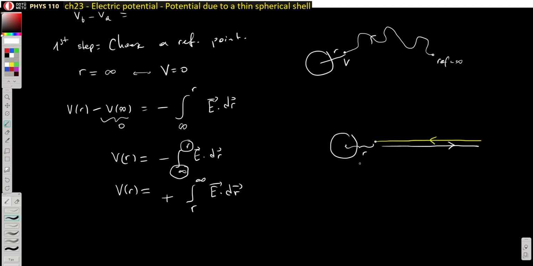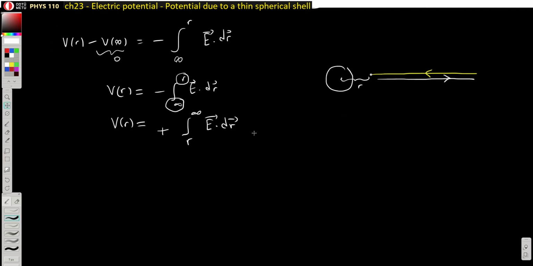What else? At that point, I need to convert this into something integrable, some expression that I can use my calculus knowledge on.